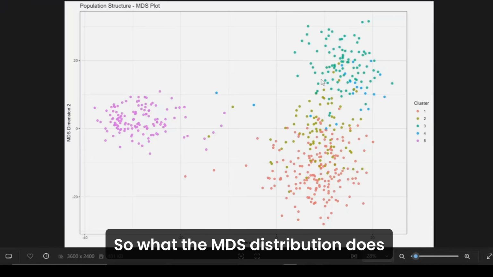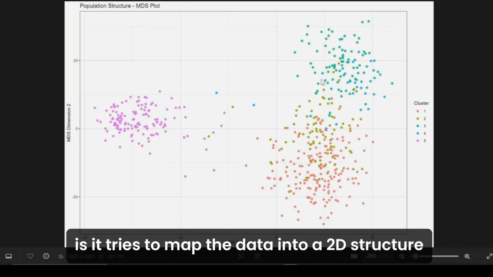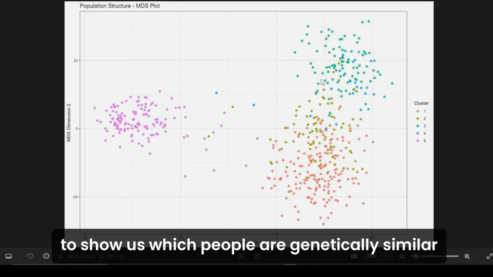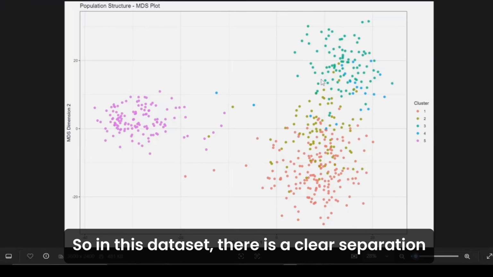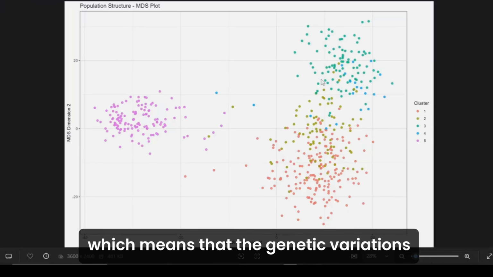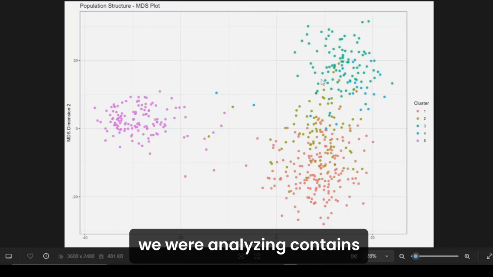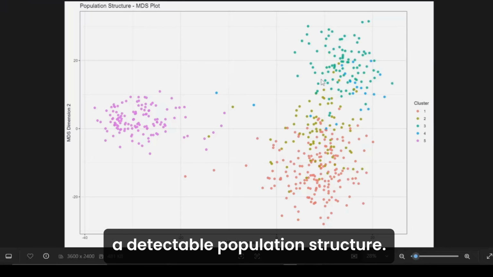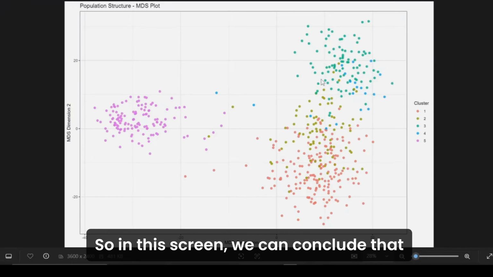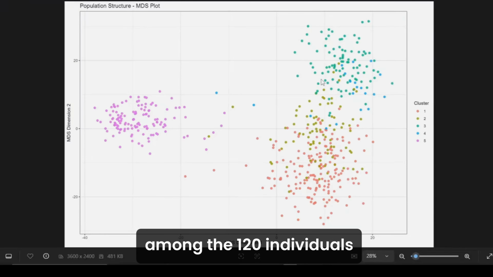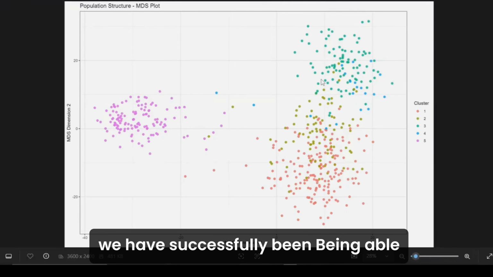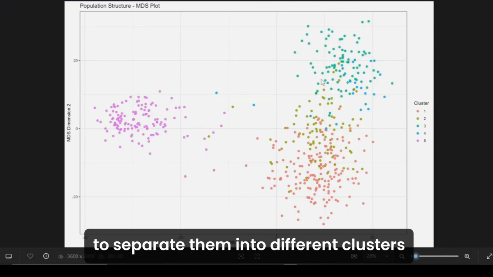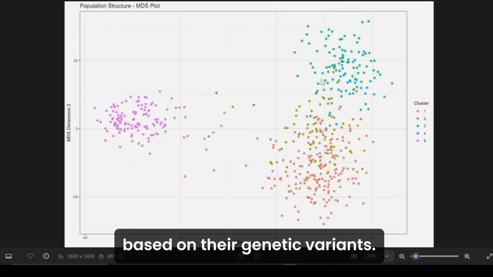What the MDS distribution does is map the data into a 2D structure to show us which people are genetically similar when placed together. In this dataset, there's a clear separation between the groups of individuals, which means that the genetic variations we were analyzing contain a detectable population structure. So at this point, we can conclude that among the 520 individuals, represented by thousands of genetic variants, we have successfully been able to separate them into different clusters based on their genetic variants.